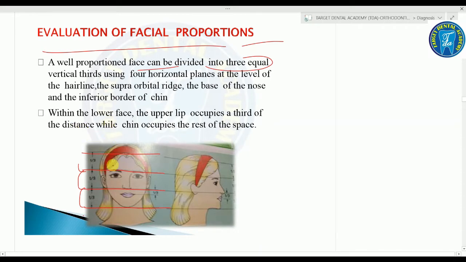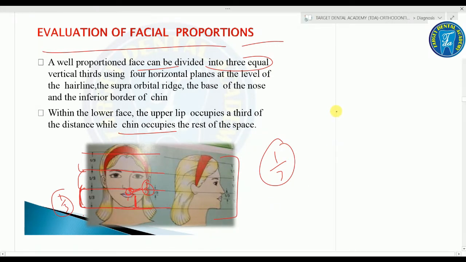Fine. So within the lower face, the upper lip occupies one third of the distance, while the chin occupies the rest of the space. So this is the one third distance, that is the lower face; the upper lip occupies one third of the distance, while the rest is occupied by the chin. So all these three proportions are divided in an equal proportion in a normal individual.